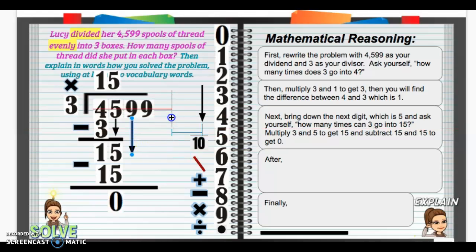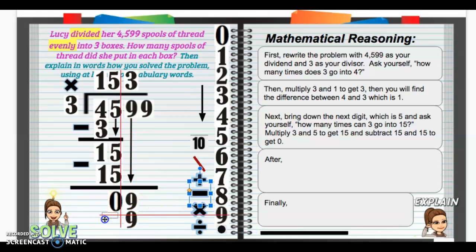And I'm going to put this right here to bring down. You're going to bring down your next digit, which is a 9. So you bring down the 9, and you have to ask yourself, how many times can 3 go into 9? And you tell yourself 3 times. So 3 times 3 is 9.